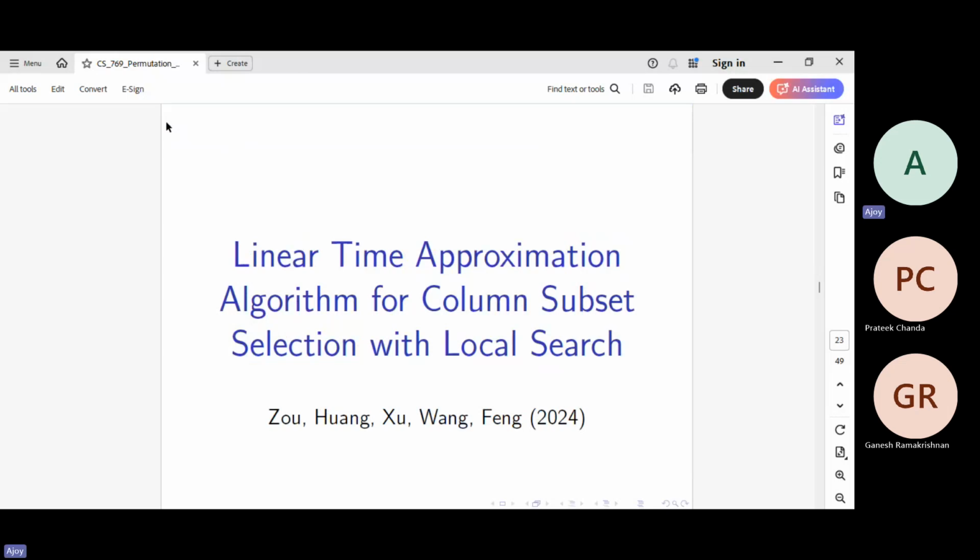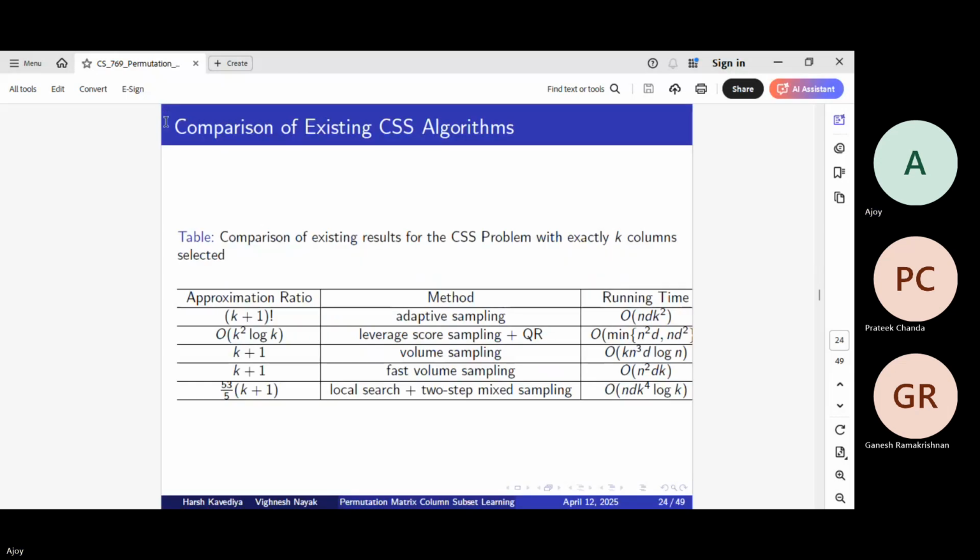So this is the second paper that we went through. This is the linear time approximation algorithm for column subset selection. The paper actually begins with comparing different methods along with their algorithm, and what they propose in this paper is a novel approach in which they keep the running time proportional to the dimensions of the matrix. So n is the number of rows and d is the number of columns in the matrix, and k is the subset of columns that you are selecting.